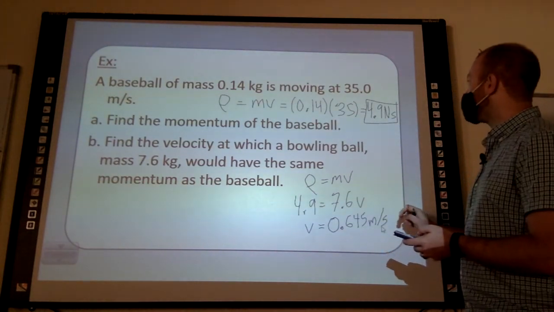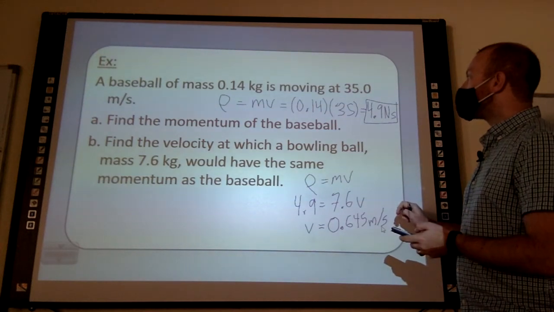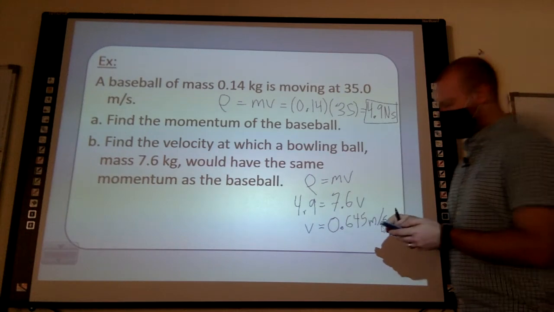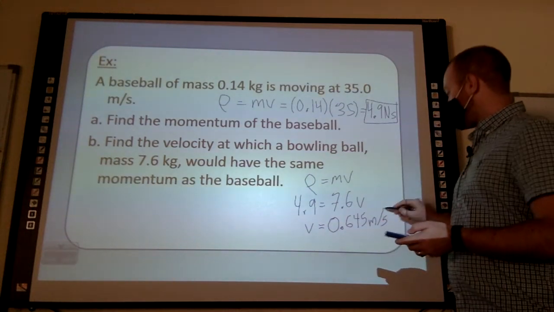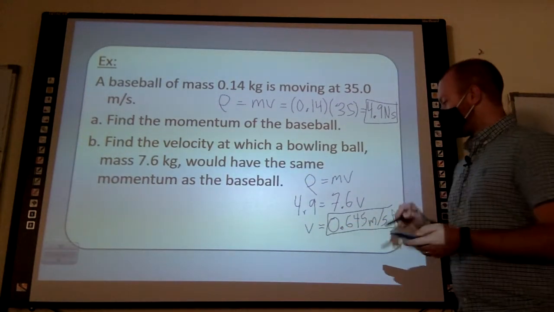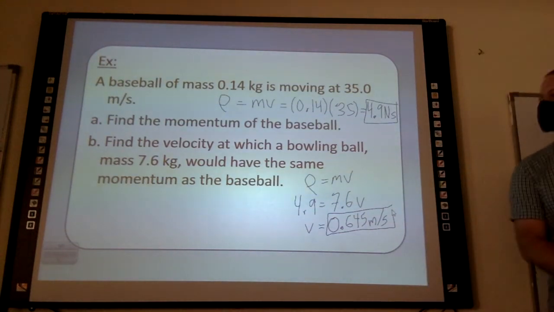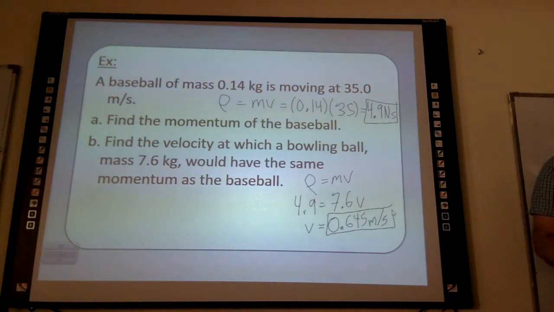Yeah, because the mass is drastically different. So 0.645. The bowling ball has a huge mass compared to the baseball. So if you've got the same momentum, the bowling ball is going to move a lot slower.